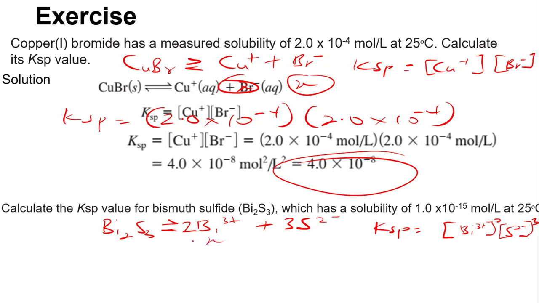If this is X, this will be 2X. So if this is X, this will be 2X, and then this will be 3X. So that is what we use in our calculation. So the KSP would be the concentration of bismuth, 2 times the X.